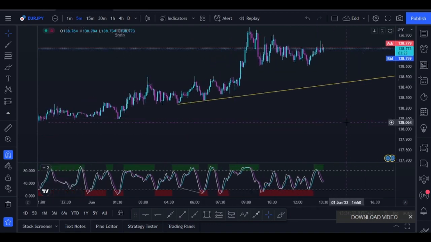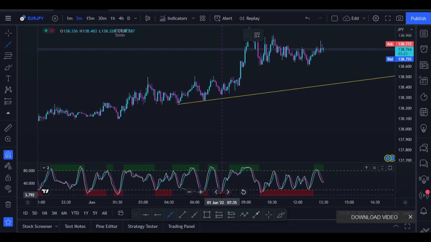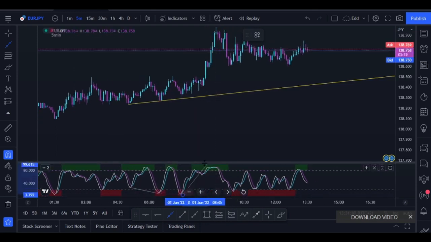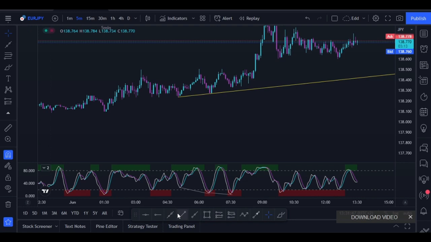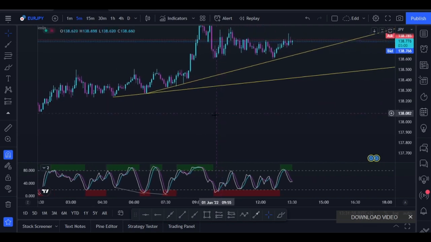Then let's see, okay, there's another divergence right here, another divergence right here. Okay, and okay, let's draw this on the chart to be from here to there, there on the wicks down there. Okay, that's done.